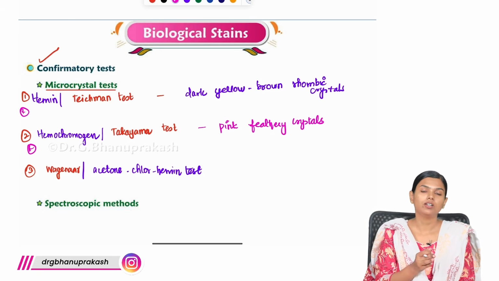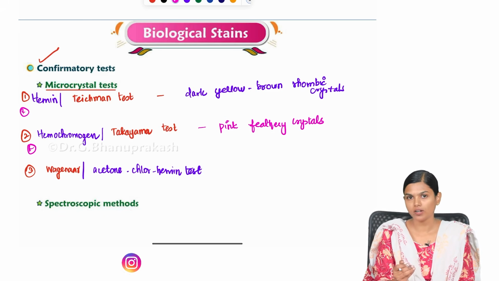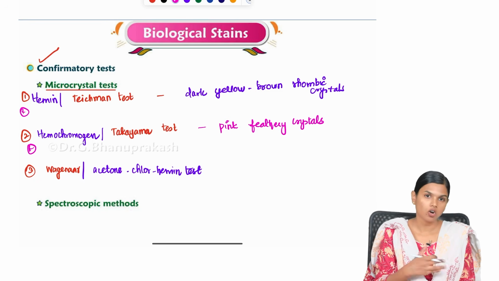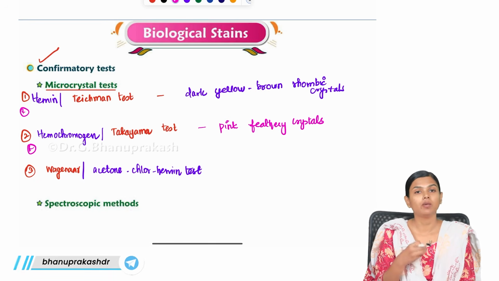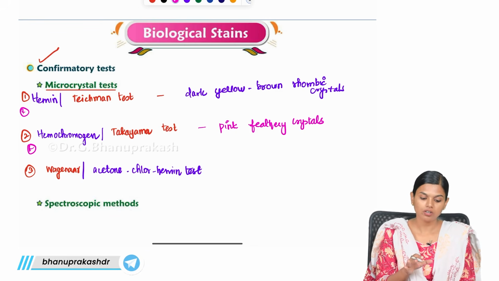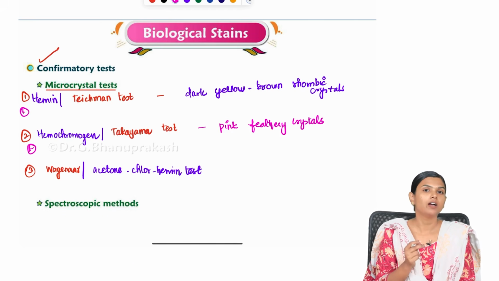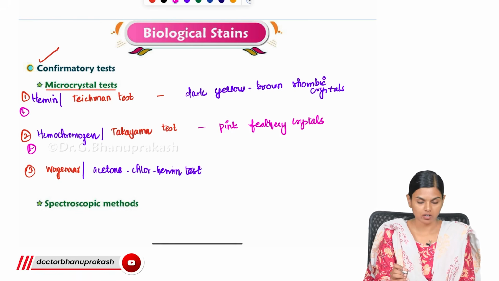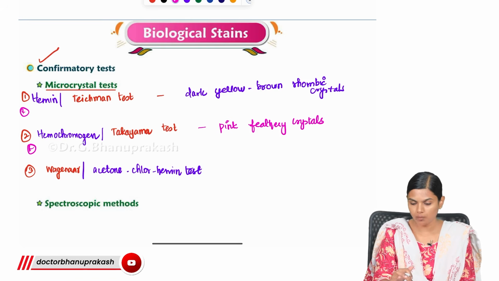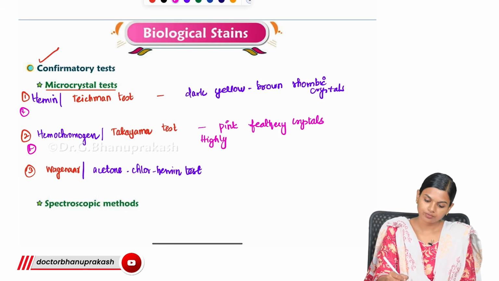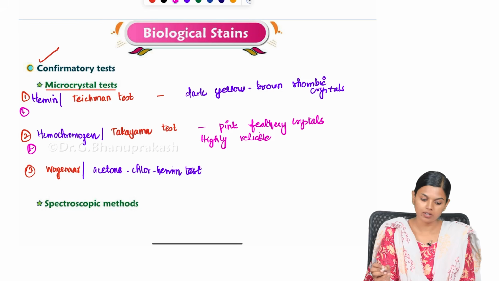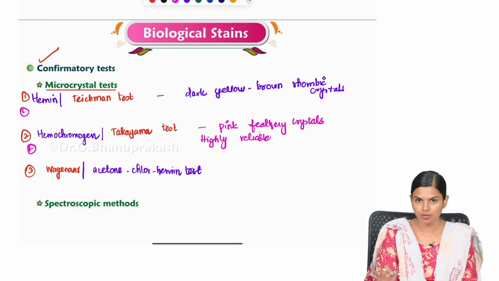So presumptive test will tell you whether it is blood stain or not. If it is negative, then it is definitely not a blood stain. If it is positive, then it may be a blood stain. You have to subject it to confirmatory test. First we have microcrystal test, which consists of hemin or Teichmann, Takayama or hemochromogen. Then you have the Wagner test, which is acetone chlorhemin test. And in hemochromogen or Takayama, you will get pink feathery crystal, and this is highly reliable. This is one mode of confirmatory test.